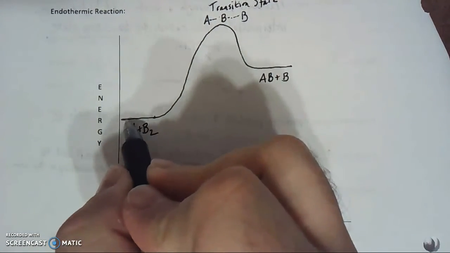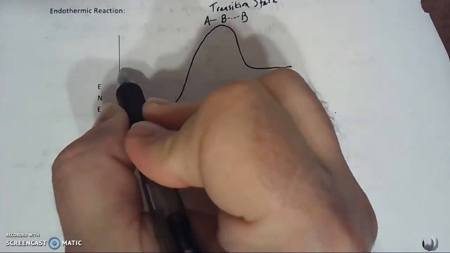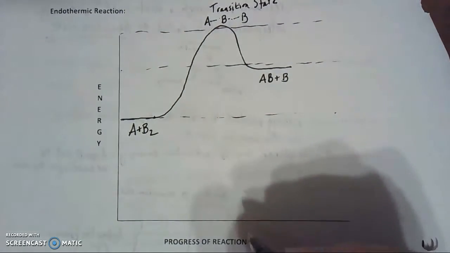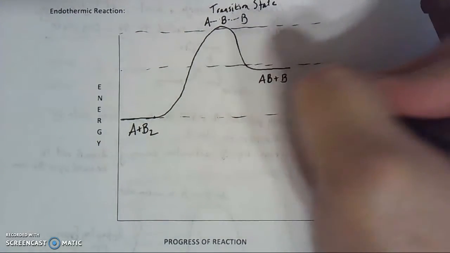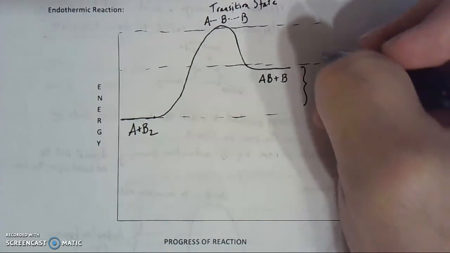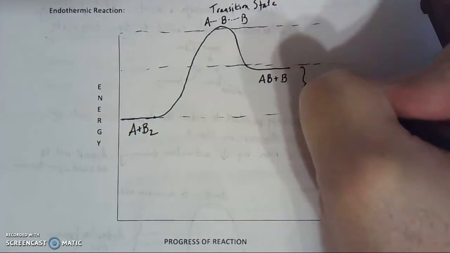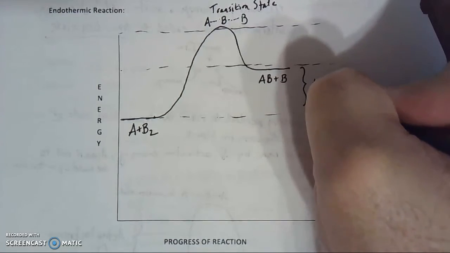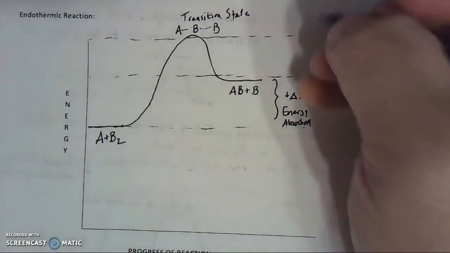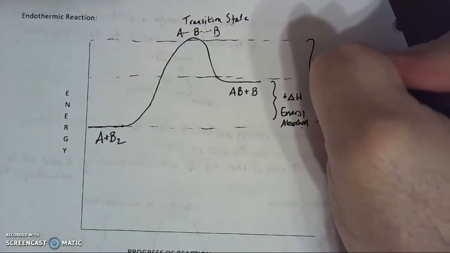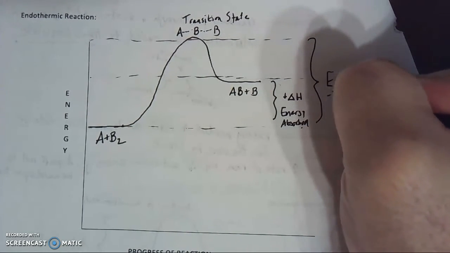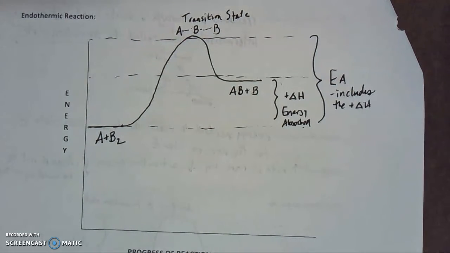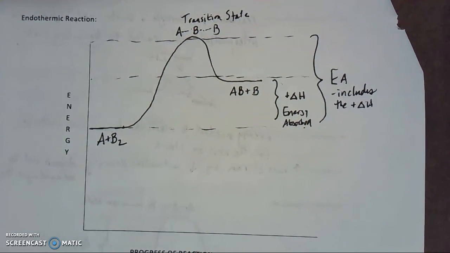So if we draw our lines again, here, about there, and at the top, this right here is our positive delta H. So this is the energy absorbed by the reaction. Our activation energy is this whole thing here. So here is our E sub A. It includes the positive delta H. So that's how these two graphs are different.